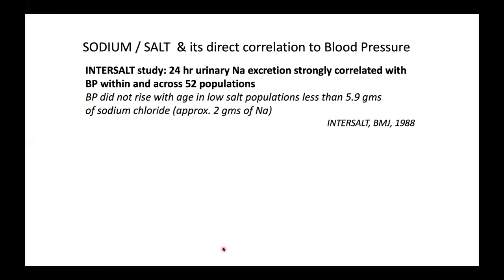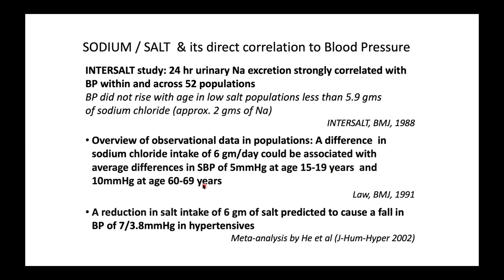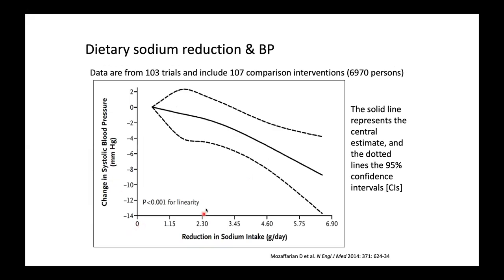A direct correlation with blood pressure has been found in the Intersalt study. In that observational study, it was found that a sodium chloride intake of 6 grams per day could be associated with an average difference in blood pressure of 5 millimeter mercury in the age group of 15 to 19 years and 10 millimeter mercury in the age group of 60 to 69 years. And we have seen that if you decrease the salt intake by 6 grams per day, that can lead to a fall of systolic blood pressure by 7 and diastolic blood pressure by 3.8 millimeter of mercury. So salt is very important for the management of hypertension.